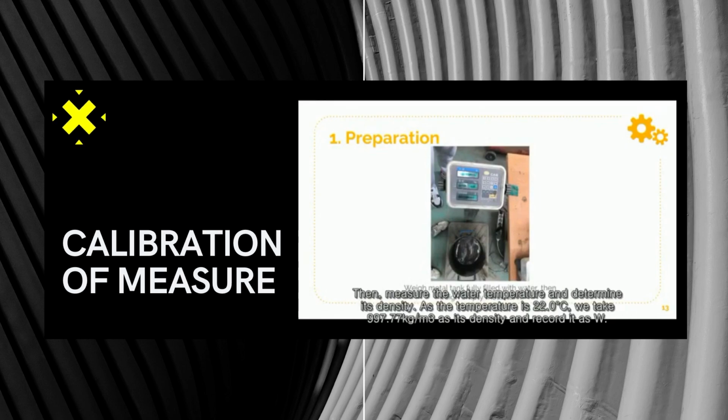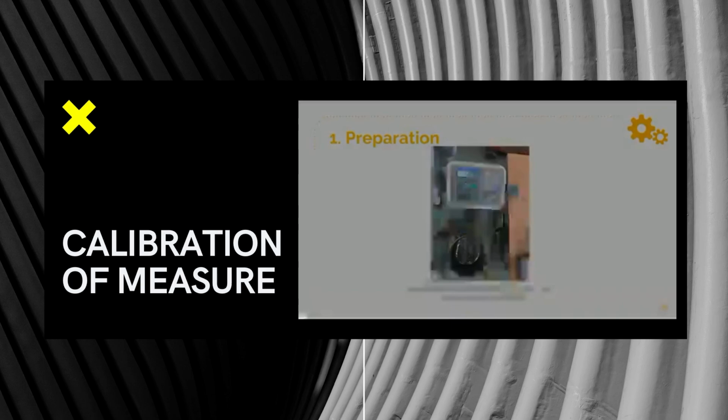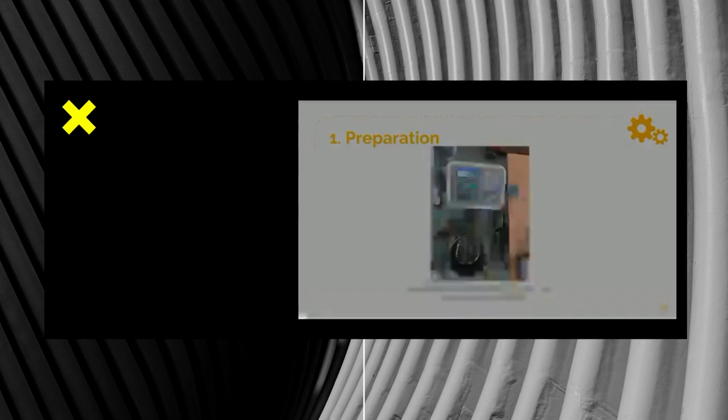Ang nakuhang temperature sa experiment is 22 degrees Celsius. We need to interpolate para makuha ang density na 997.77 kg per cubic meter. And we can record this na as W. Para makuha naman ang volume, we need to divide the mass of water sa density na nakuha natin.